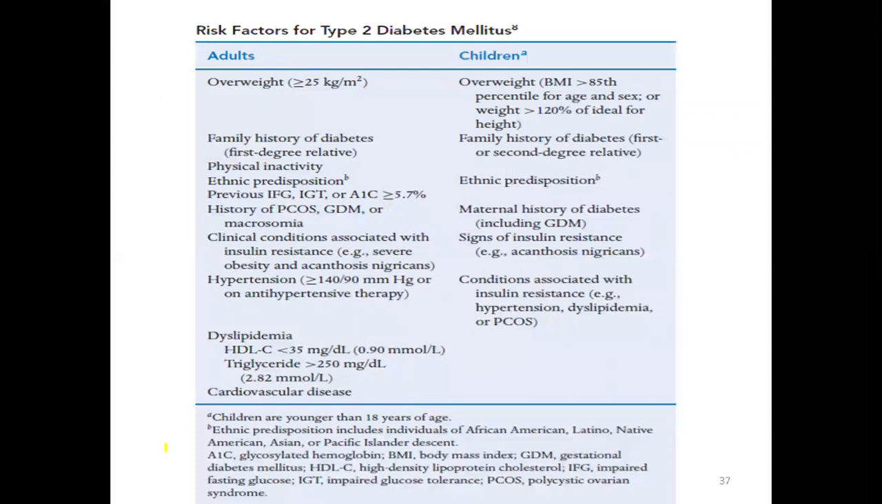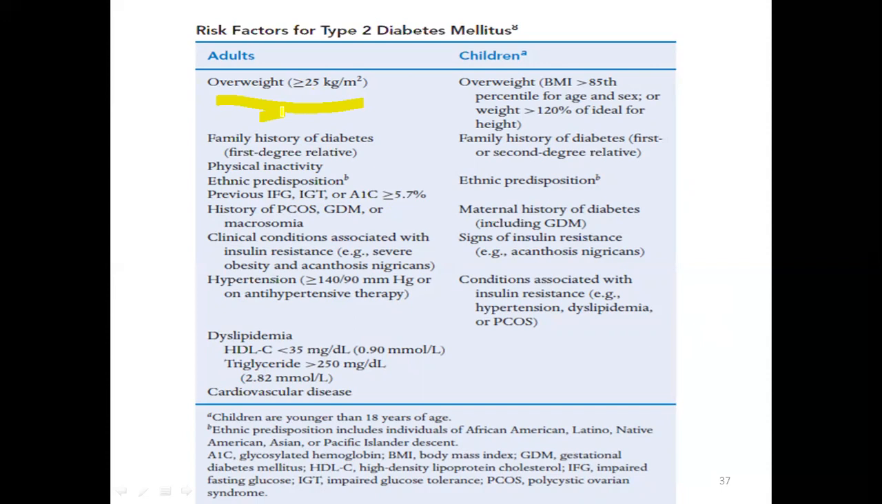When you come to type 2 DM, there are several risk factors. The most well known is obesity, being overweight. If you want to live a longer life, do exercise regularly and control your diet. Don't eat too much, especially fatty foods like meat. So regulate or balance your diet. That is very important.